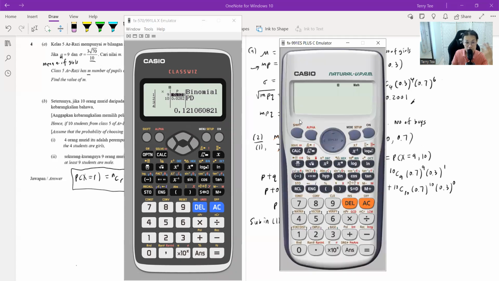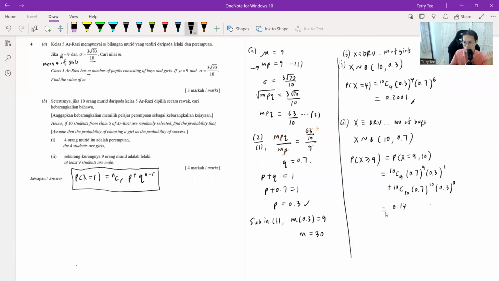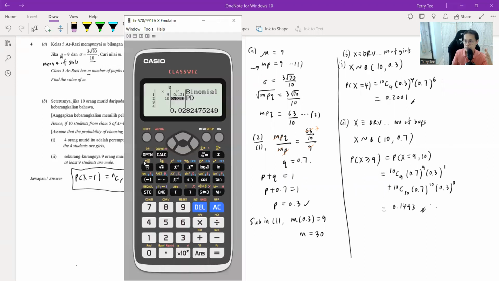Okay, this is the advantage of having two calculators. 0.1211. You can write 0.1211 or 0.121061 if you want. Then you add more decimal point. Next one is 0.028248. Yeah, there's too many decimal point actually. Maybe I just do 5. Okay, there you go. 0.1493. Okay, now there's another way to do this because this calculator has what we call cumulative density function for binomial.